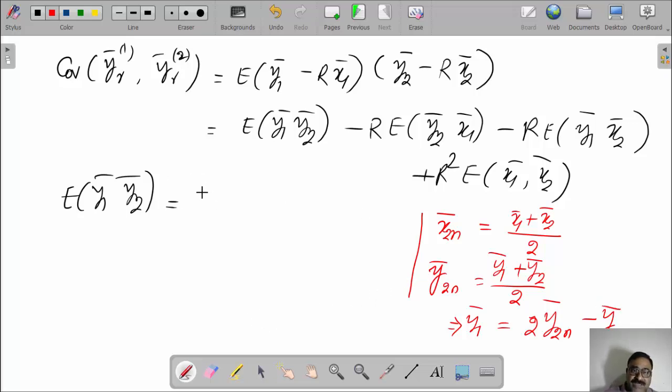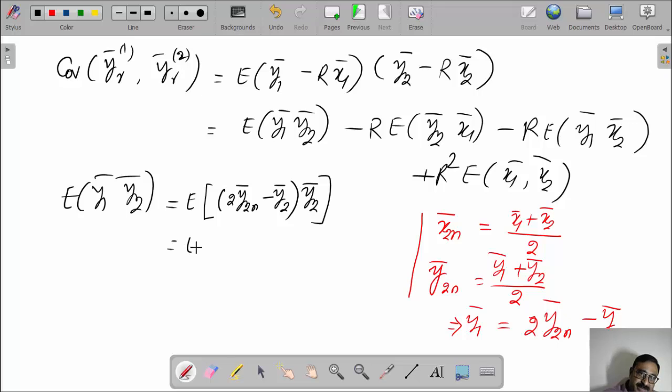Now using this result here, this will be equal to expectation of 2 y2n bar minus y2 bar into y2 bar. So that is equal to 2 expectation of y2n bar y2 bar minus expectation of y2 bar square.